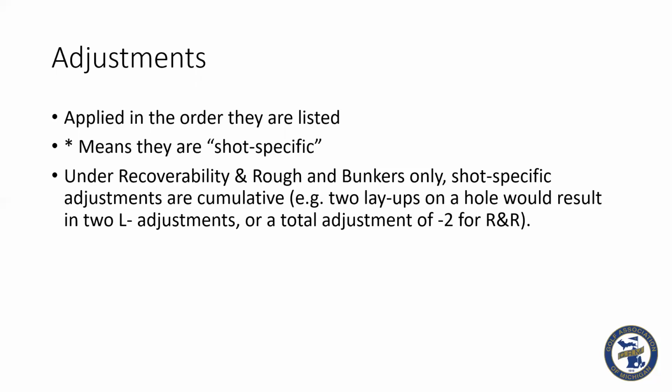There's another note in here. It says that under recoverability and rough and bunkers only, shot-specific adjustments are cumulative. So you could have, for example, 2 layups on a hole result in 2 L- adjustments, for a total of -2. Likewise, you'd have the same thing with mounds, where you could have mounding in the fairway and also mounding at the green, and that would be 2 M pluses under R&R. We typically don't do that, but there are cases where that could come into play depending on the difficulty of the hole and the landing zone of the golfers.